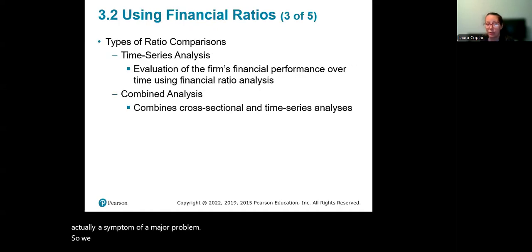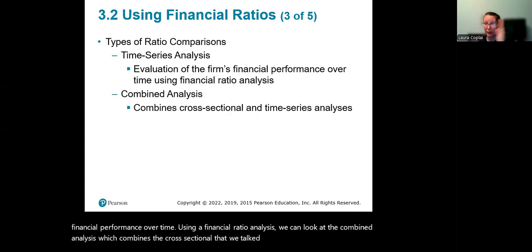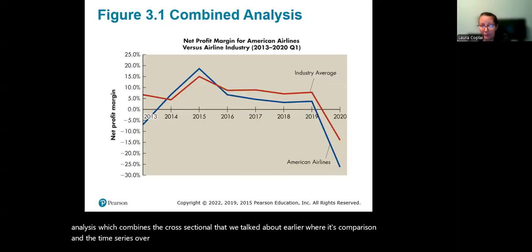So we can use financial ratios in a time series analysis as well, where we're evaluating the firm's financial performance over time using a financial ratio analysis. We can look at the combined analysis, which combines the cross-sectional analysis that we talked about earlier, where it's a comparison, and the time series over a period of time.